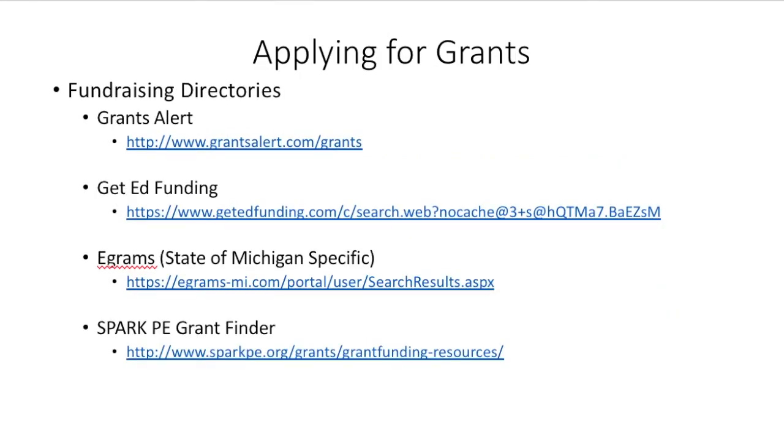So this slide talks about fundraising directories. These are essentially websites that you can look for grant applications on. So Grants Alert, Get Ed Funding, eGrams, which is State of Michigan specific, and then Spark PE Grant Finder. All of these places are going to help you find grants that are related to whatever it is that you want to get your grant on.